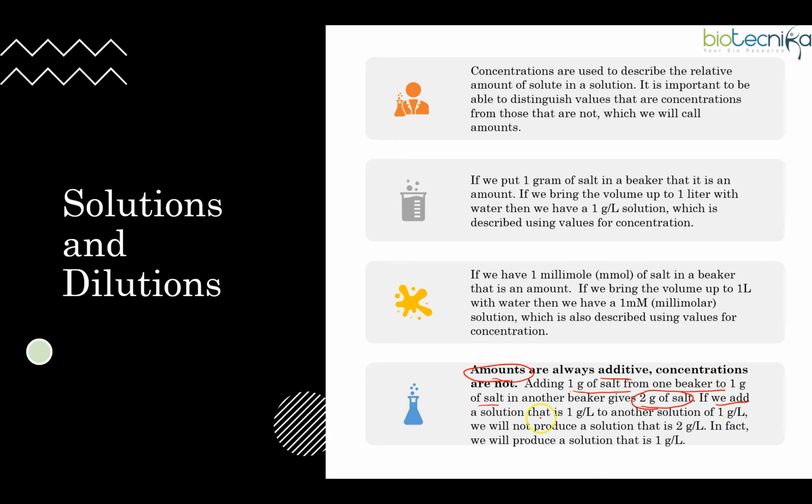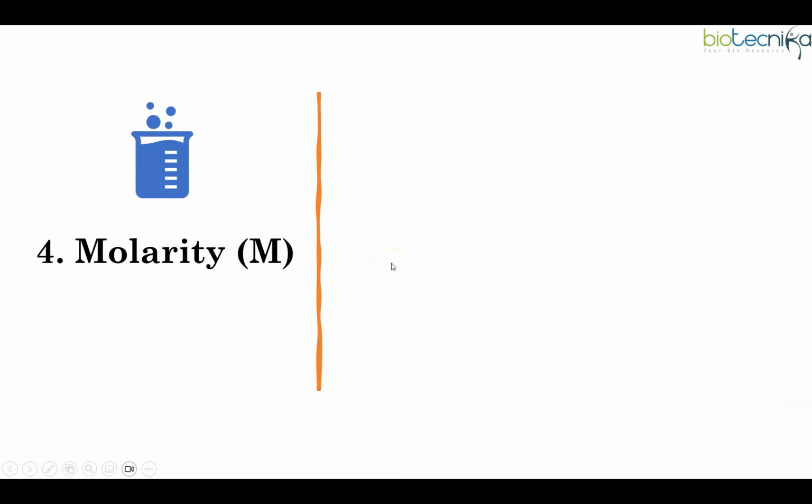But if we take a solution that is 1 gram per liter in a beaker and add 1 gram per liter in another solution, then we will not produce 2 gram per liter. Because now we have 1 liter plus 1 liter, so 2 liters, and on top also you are adding, so you will have 2 grams per 2 liters. The 2 gets cancelled, and what you actually have even after mixing is still 1 gram per liter. So directly you can't just add up the concentrations. This is a very important point. If you miss out on this, there can be mistakes in your calculation.